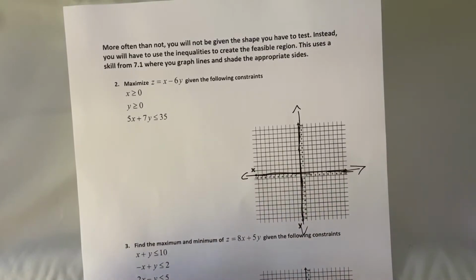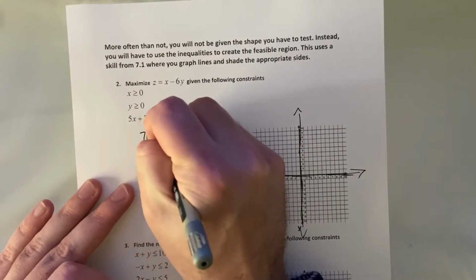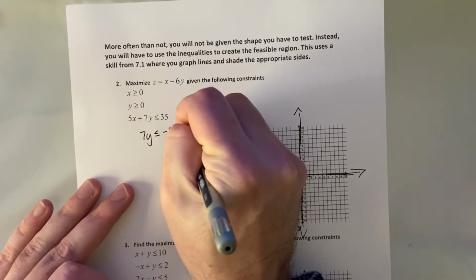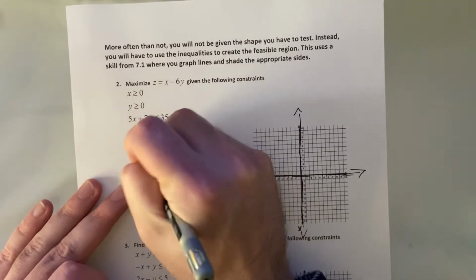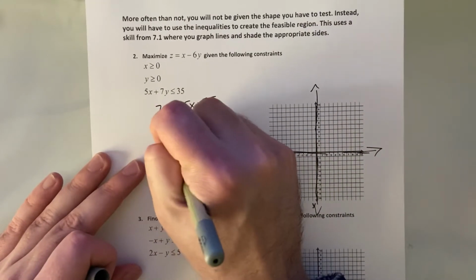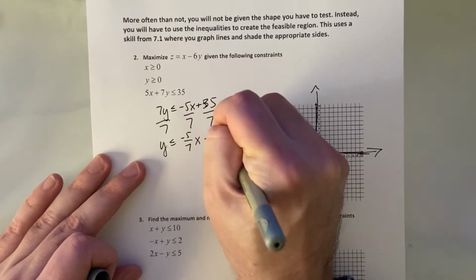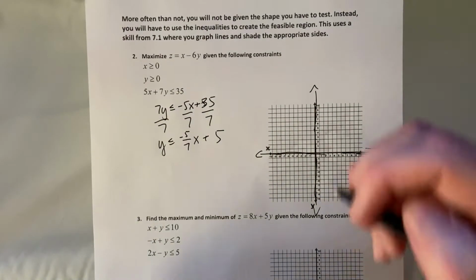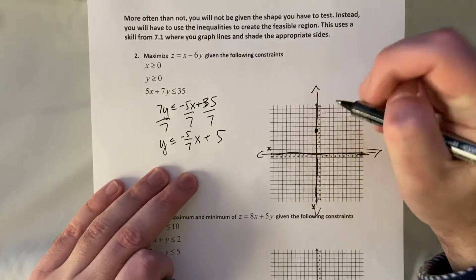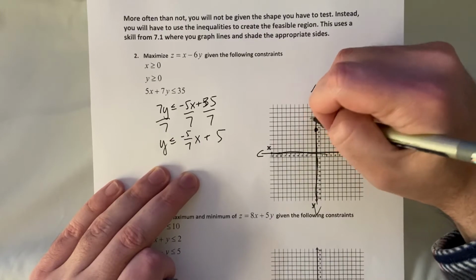Now it says 5x plus 7y is less than or equal to 35. So 7y is less than or equal to -5x plus 35. Divide by 7. We get y is less than or equal to -5/7x plus 5. So we start at the 5. We go down 5 over 7. This gives us this other line.